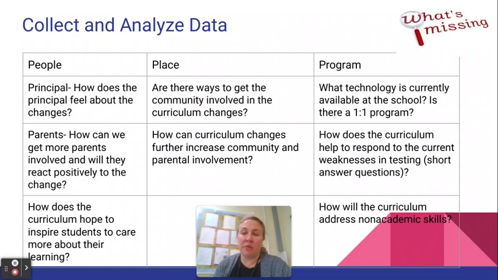Also, how does the curriculum help to respond to the current weaknesses? And how will the curriculum address non-academic skills? This is something that in the past presentations we've been looking at, I've been kind of harping on. I love the inclusion of non-academic skills within the curriculum. So how can we ensure that Kim is addressing those skills on top of being a technologically rich curriculum?